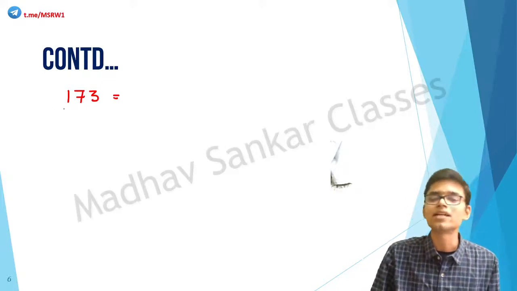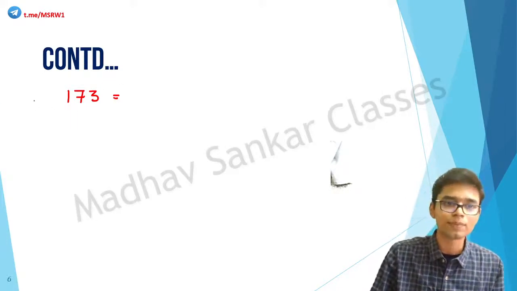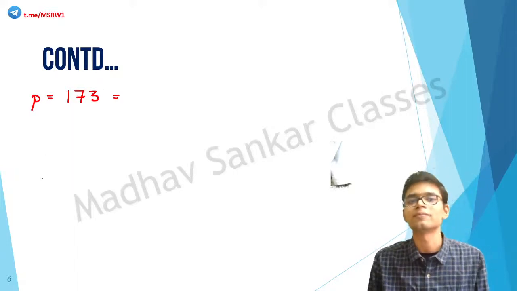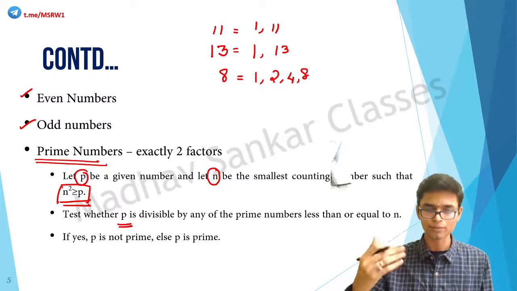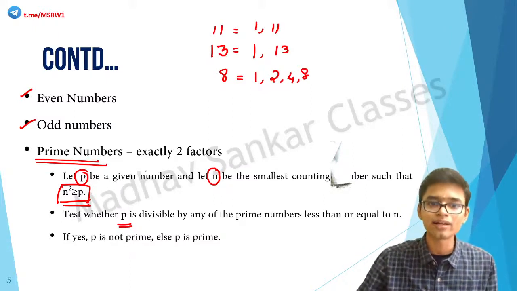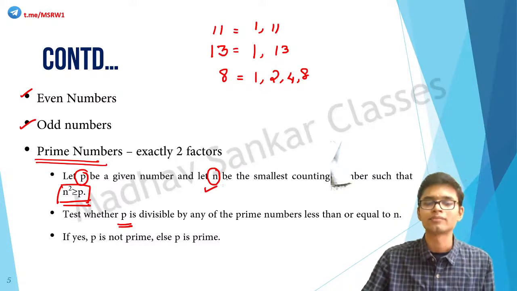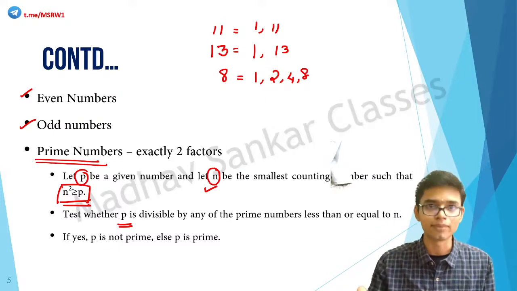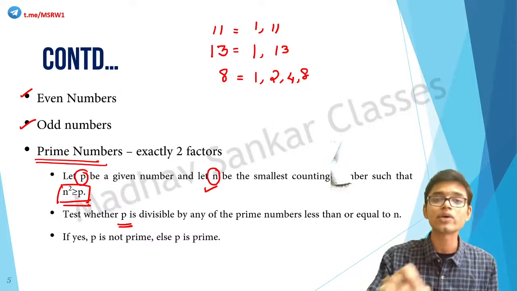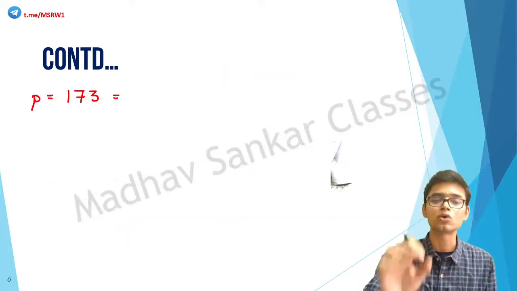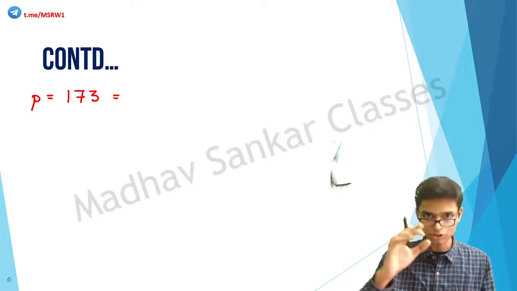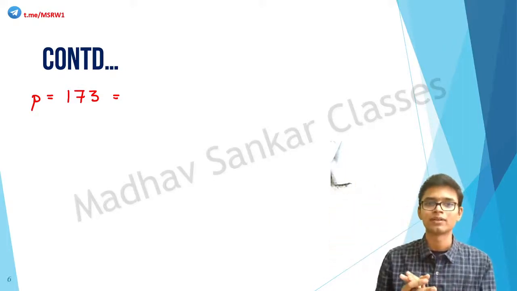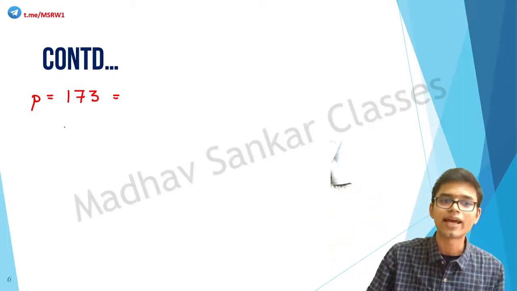The given number is 173. So once P is equal to 173, according to this rule, what are we supposed to do? We have to find a number n. And what is this number n? It is the smallest counting number such that n square is greater than or equal to P. So the square of that number should be greater than or equal to P, and it should be the closest one. Okay, so what is our n here?